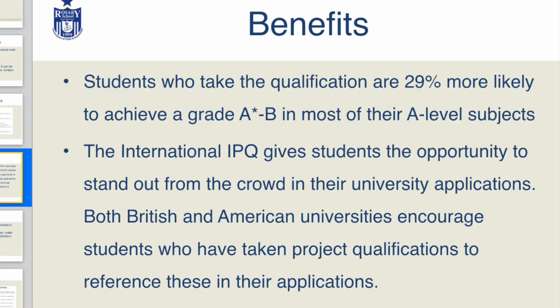Again, what are the benefits? Students who take the qualification are 29% more likely to achieve a grade A star to B in most of their A-level subjects. This is a statistic that the Oxford people did, and apparently it actually improves you because you start to think differently. You'll see that you start to look at things differently and your perspective will shift. You'll start to think of things critically. You have to make sure that the data you're reading is reliable. All of that is very, very important. So it helps you with your other topics and how you write as well. It also helps you with your application for university.